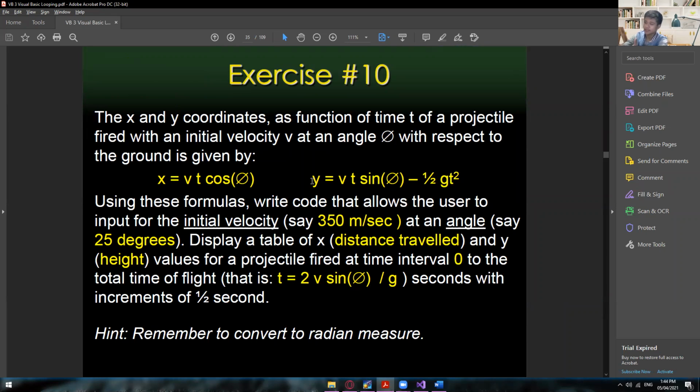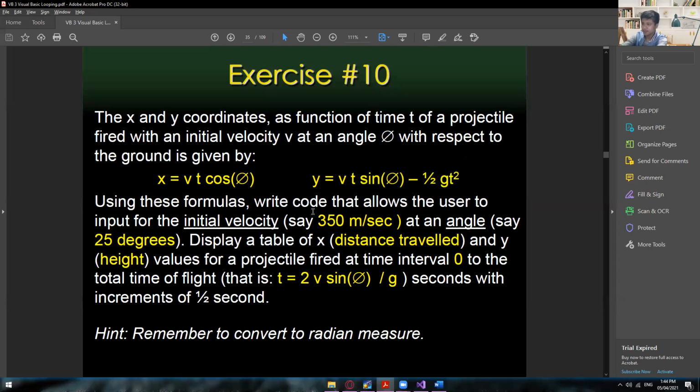And then for the height, so x is the distance traveled, and y is the height. The y is computed as v times t times sine theta minus 1/2 times g times t squared. So yeah, it's quite long, but that's the formula for the height.